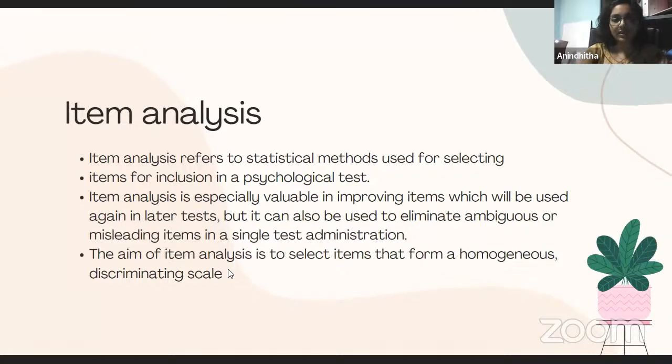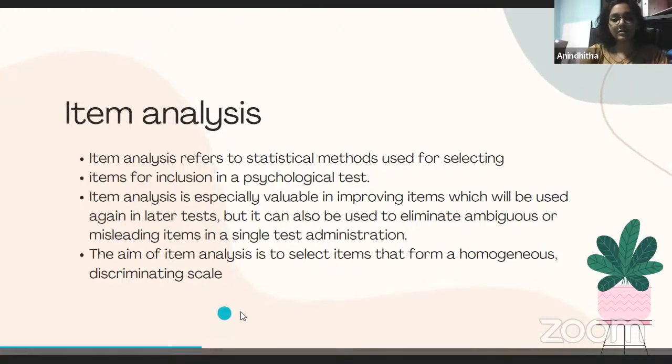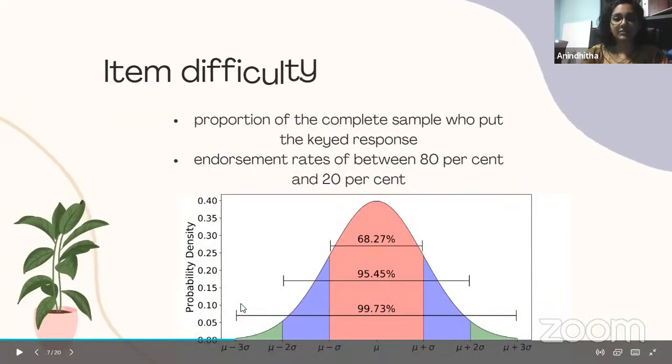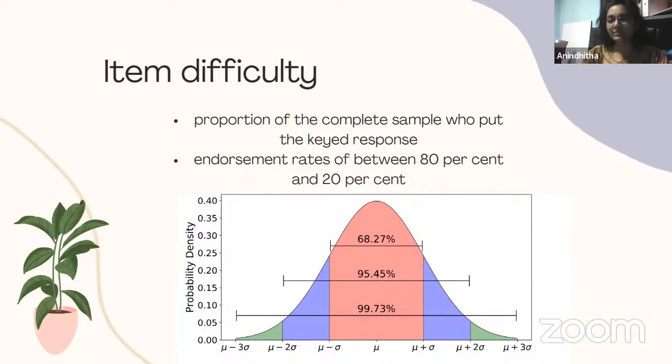Just a quick recap about item difficulty. It is the proportion of the complete sample who put in the keyed response. The keyed response here is the right answer. For ability and intelligence testing, we have the absolute right answer. But for temperament and personality inventories, the answer that indicates the presence of a particular behavior or trait is the keyed response.